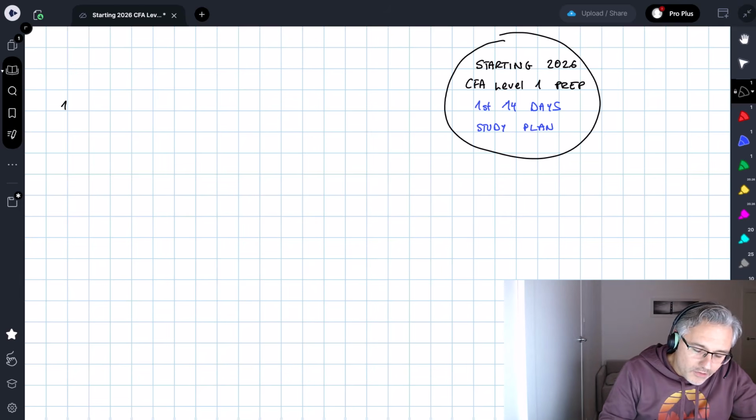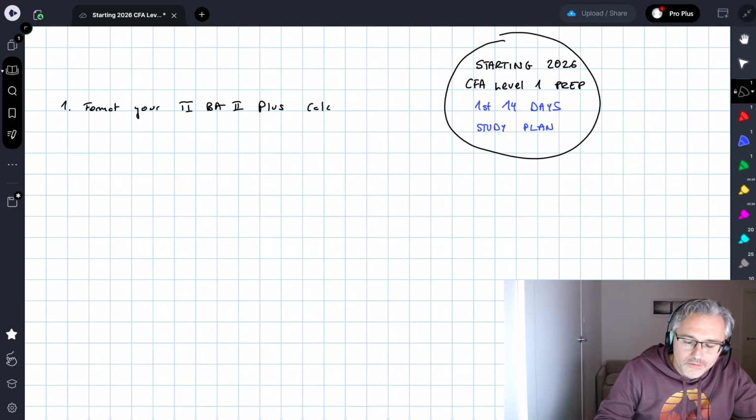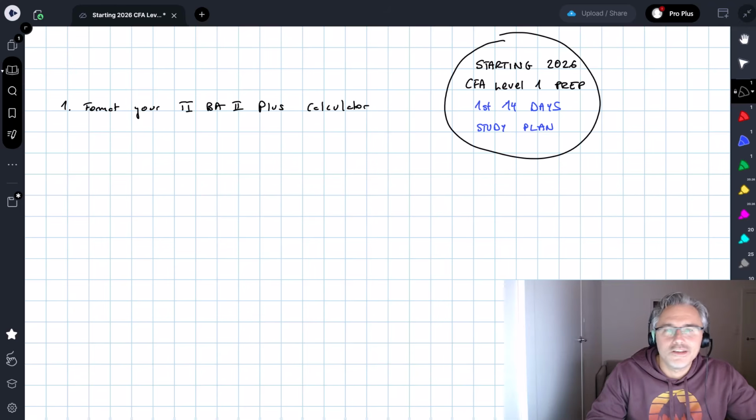So, by all means, start by formatting your Texas Instruments BA II Plus calculator. So many people do not do this, and I only found out how to properly use my calculator at Level 2, how to make necessary changes to it, when somebody showed me. This will make your Level 1 life a lot easier.